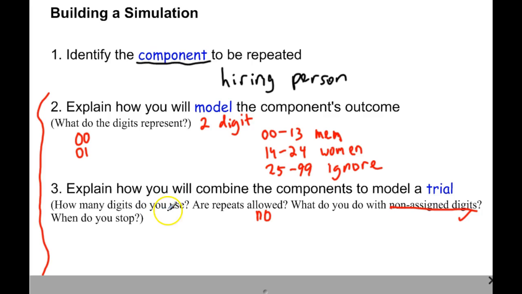How many digits are we going to use? Well, 00 to 99, so that's 100 different numbers, but the big key is they're 2-digit numbers, so 00 counts as a 2-digit there. When do you stop? How many components will we need? We will need to hire 3 people. So after 3 people, we're going to look at our results. So we've got 3 people there.